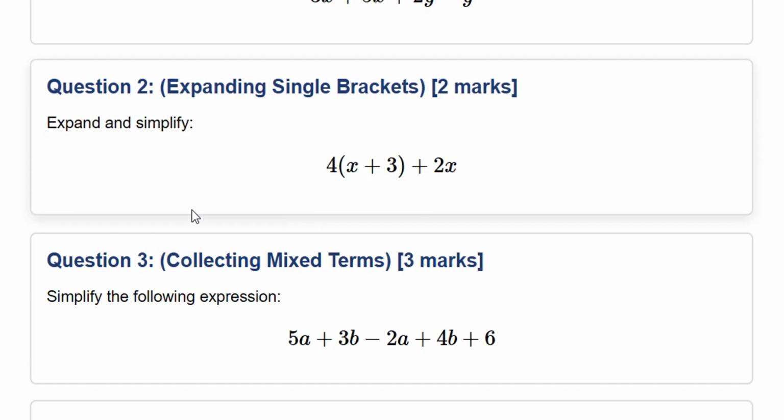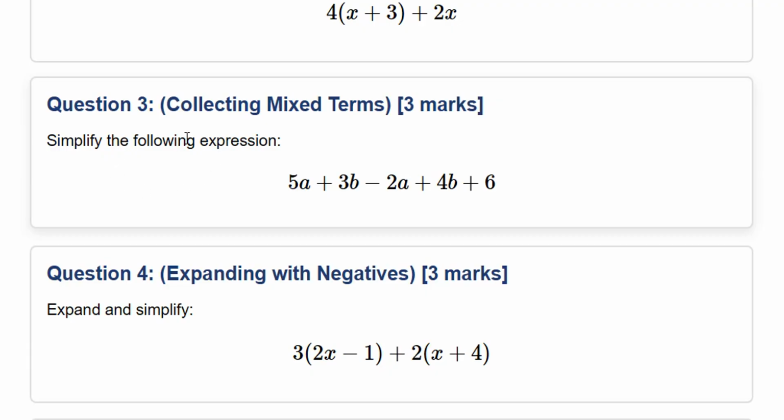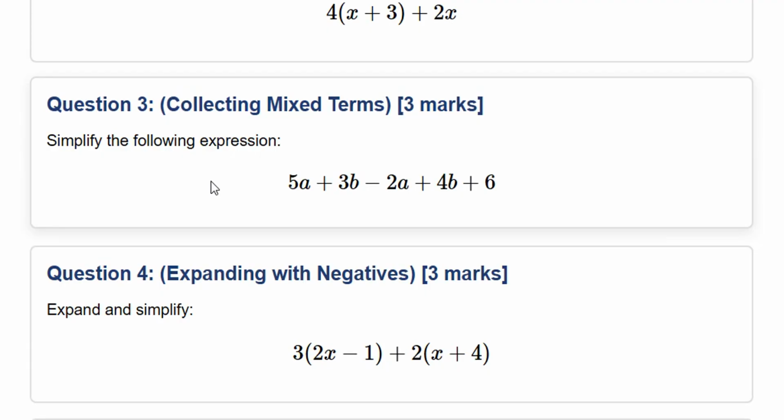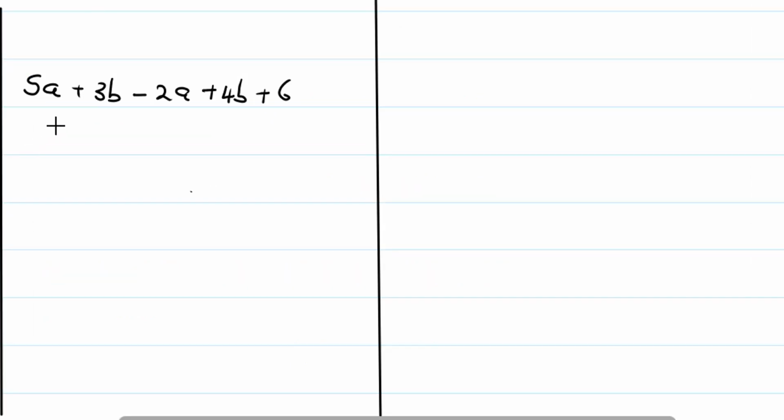And now we can try another one, which is still a bit more complex than the previous ones we have done. This question 3 here. And this question 3 says, simplify the following expression: 5y plus 3b minus 2y plus 4b plus 6. So we are supposed to collect the mixed terms, then group them together, and we manipulate them to simplify the expression. So the first step here is, as usual, to group the like terms together.